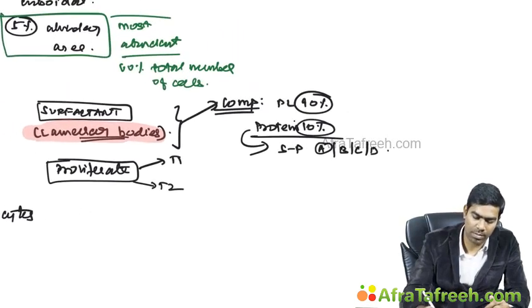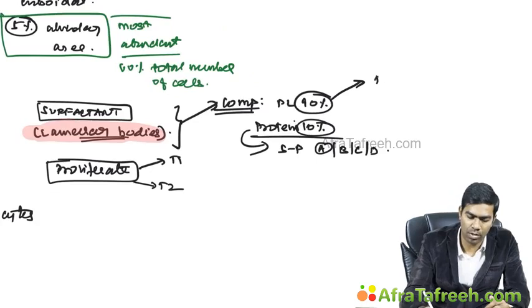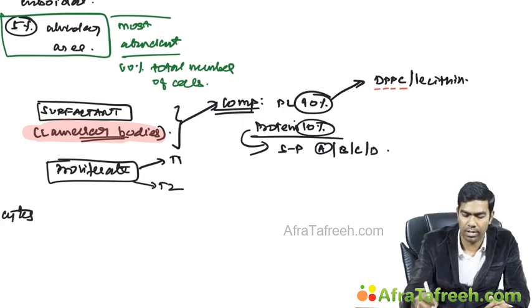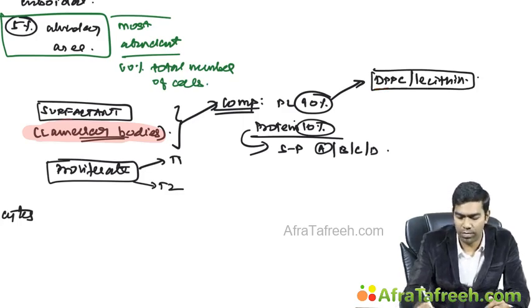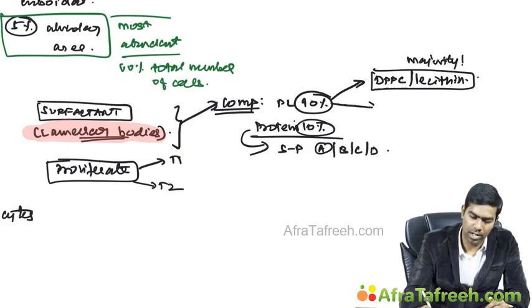Similarly, two types of phospholipids are present in the surfactant. One is called DPPC, otherwise referred to as lecithin. You know what DPPC is? This is called dipalmitoyl phosphatidyl choline. That is the one that is going to contribute almost the majority of the phospholipid in the surfactant. The minority is contributed by something called phosphatidyl glycerol.